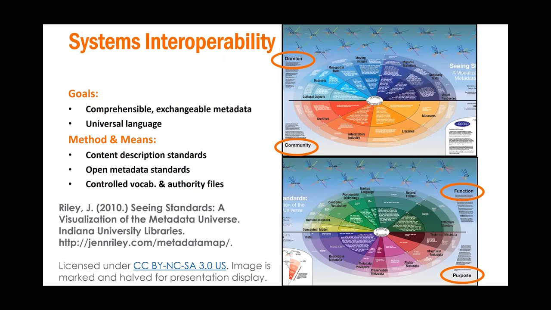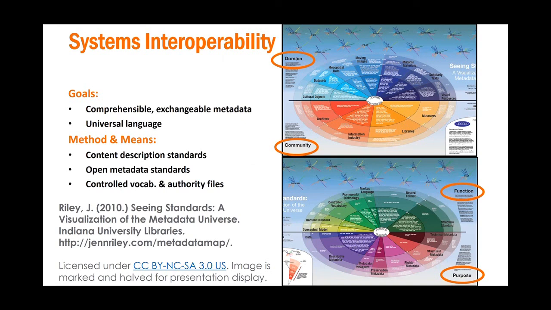Interoperability is the capability of different information systems to exchange and successfully render digital resources. Systems have to be able to speak the same metadata language or translate effectively between data languages. Interoperability, therefore, depends on a universality of metadata language, a common language.